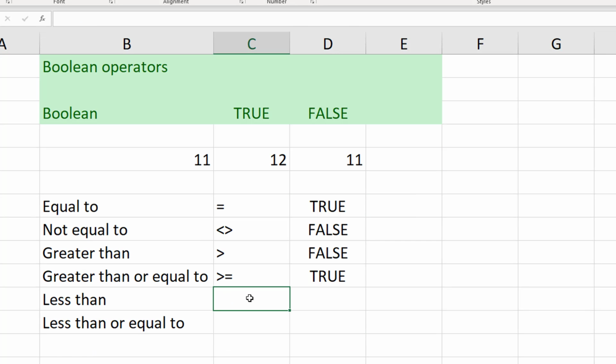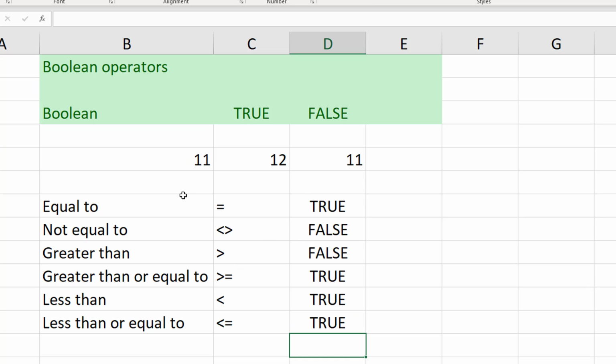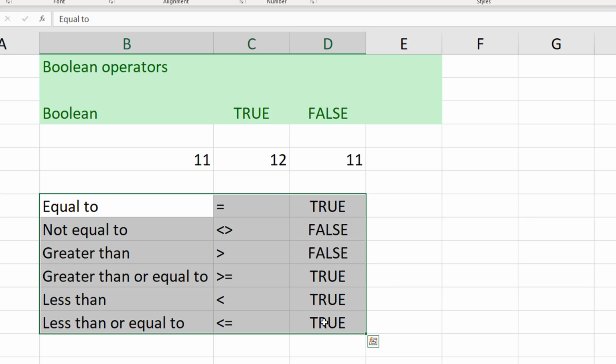I don't think I necessarily need to explain this, but we also have the less than sign and the less than or equal to sign. Again, make sure the equal sign follows your symbol, it doesn't come before. You get a nice sort of arrow with this symbol, but not with the greater than or equal to symbol, but that's fine. They work the same way. So is B8 less than C8, they are, so this will be true. And is B8 less than or equal to D8, again this will also be true because they're the same. So these are our 6 comparison operators, fairly straightforward.